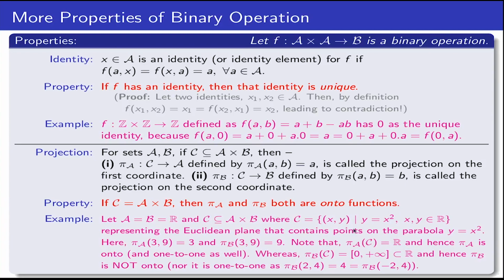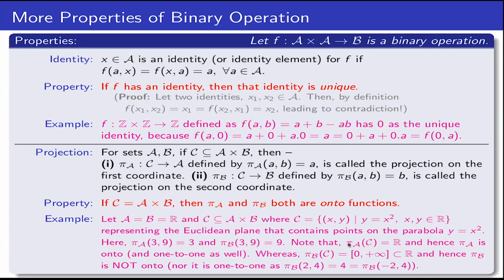Among the whole space of R cross R, the two-dimensional Euclidean plane, I construct only a parabola subset of points, that is (x, x²) for all reals. Now my projection for the point (3, 9) is 3, that is, I project onto the x-axis by drawing a straight perpendicular line to the x-axis where it projects, and again drawing a perpendicular line to the y-axis, where (3, 9) projects to 9.